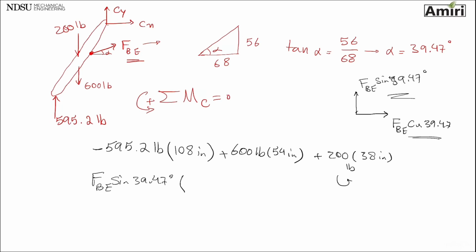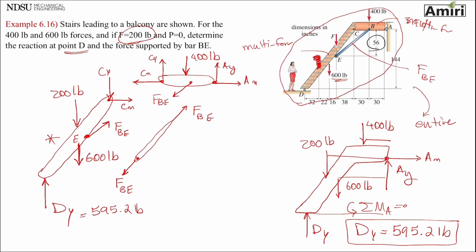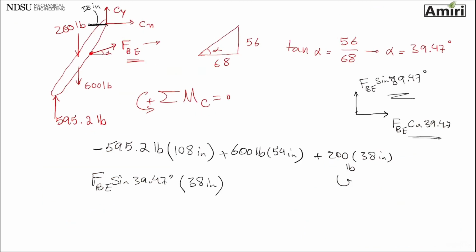The horizontal distance that I'm looking for is 38 inches. The other distance is already given on the figure, 56. So this distance is given by 56 inches. So I have FBE cosine 39.47, 56 inches.